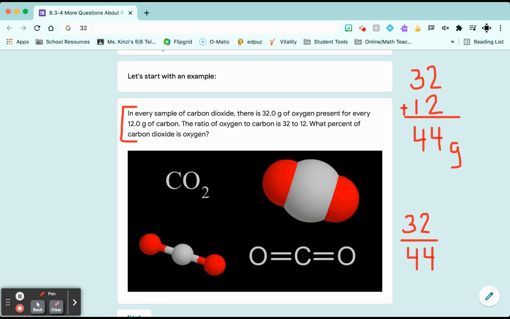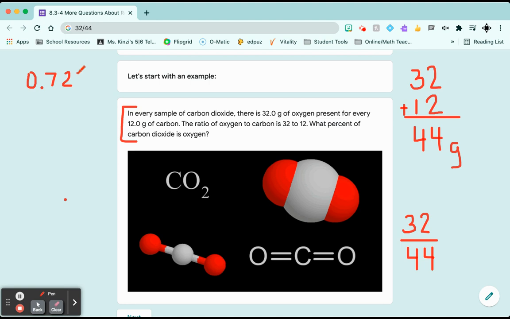A lot of students do this. They use their browser to just take 32 divided by 44. And you can see the answer shows up pretty quickly right there. It's 0.72727272. If you don't want to believe your browser and you want to type it into a calculator, go for it. Definitely go for it.